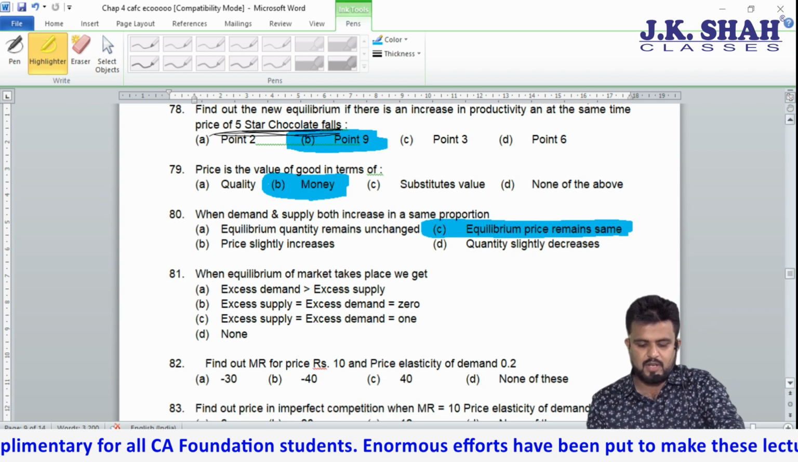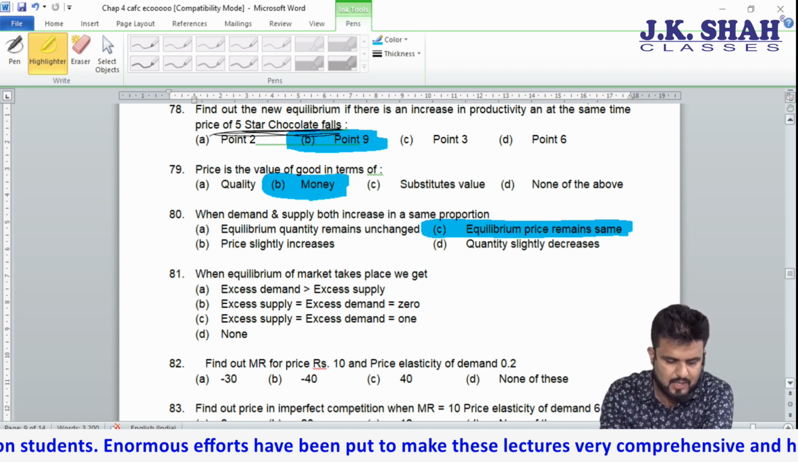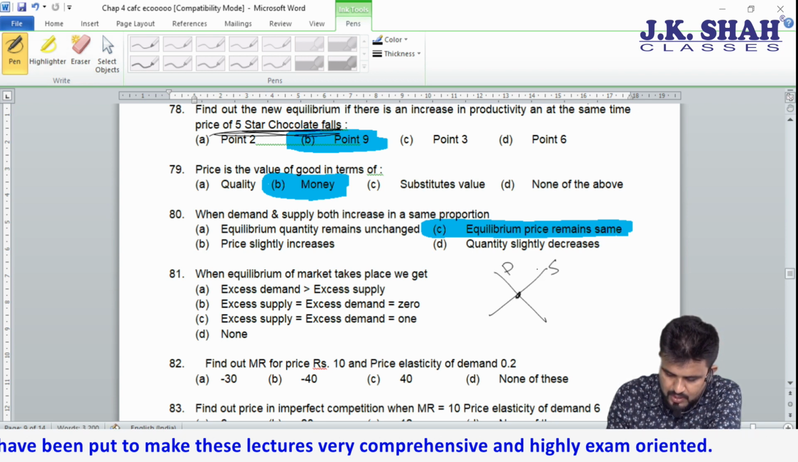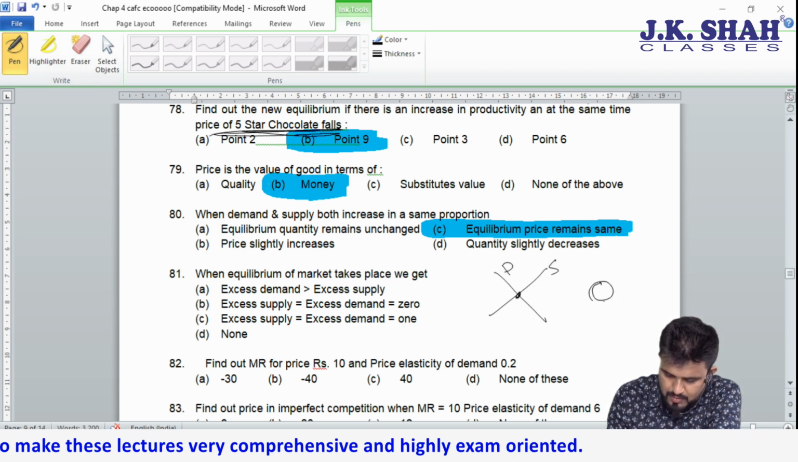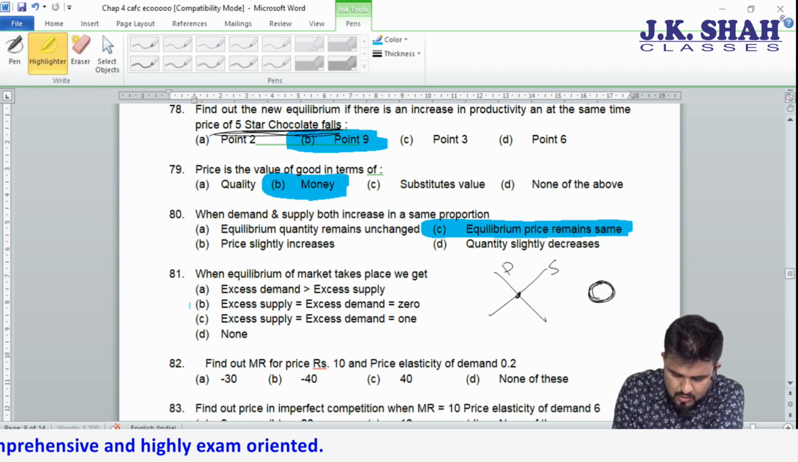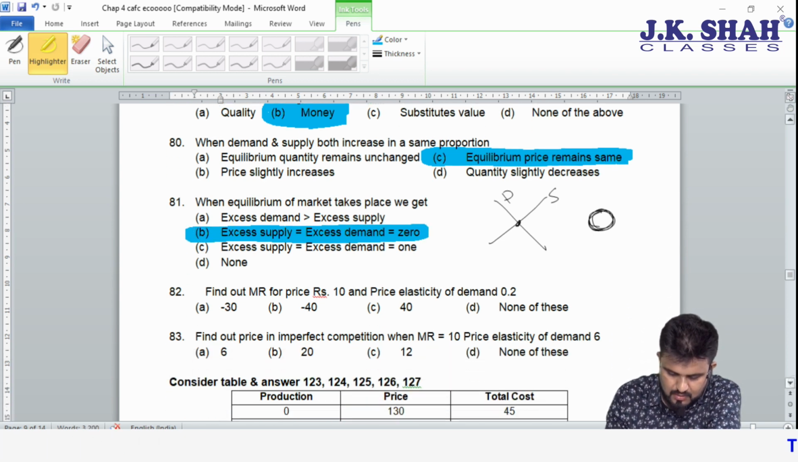Next, when equilibrium of market takes place, we get. So can I say that demand will be equal to supply. They both will be equal, that is 0, no change. Excess supply equals to excess demand.